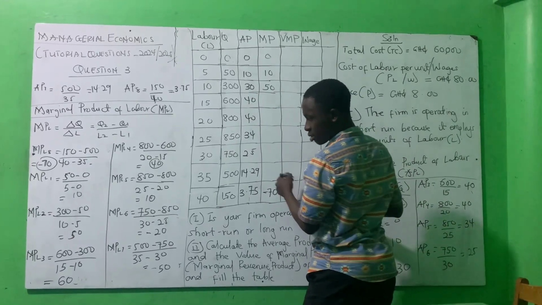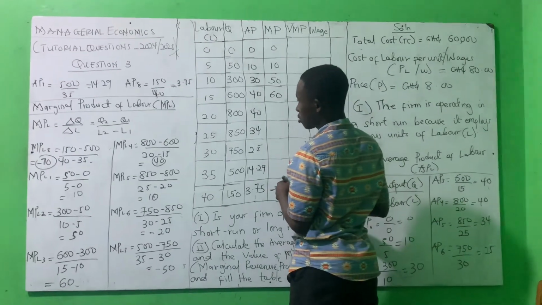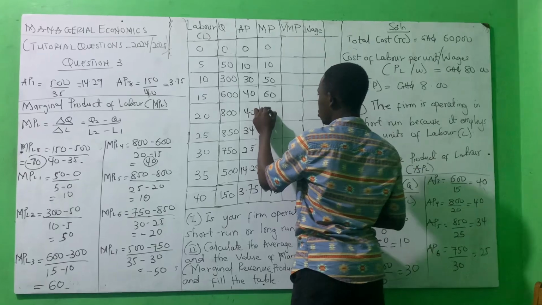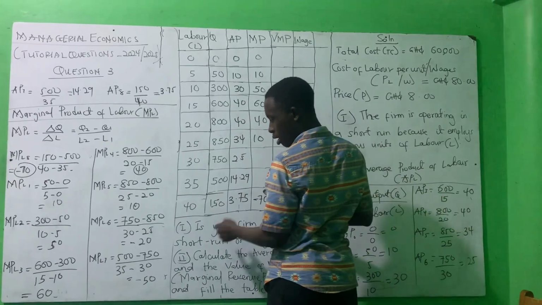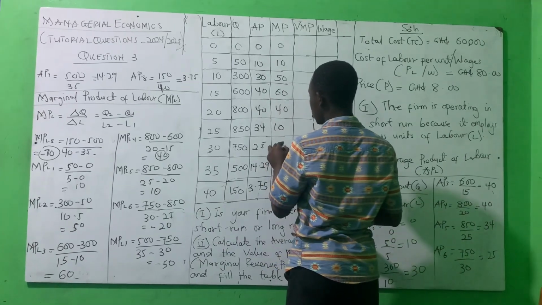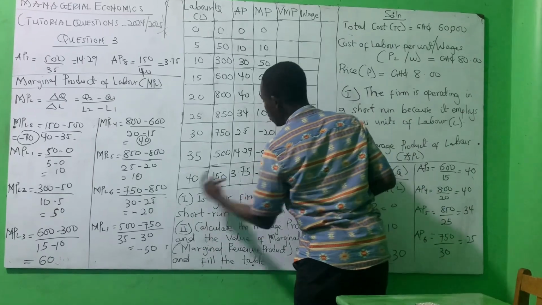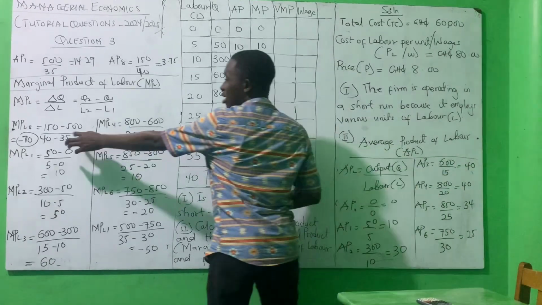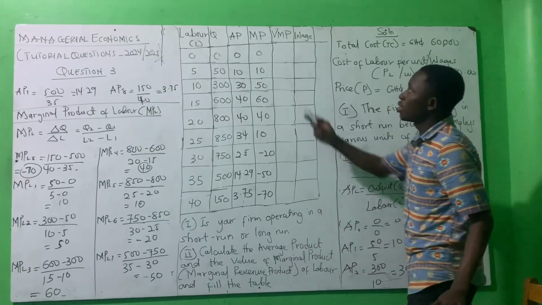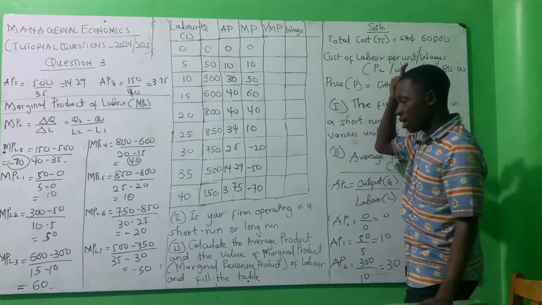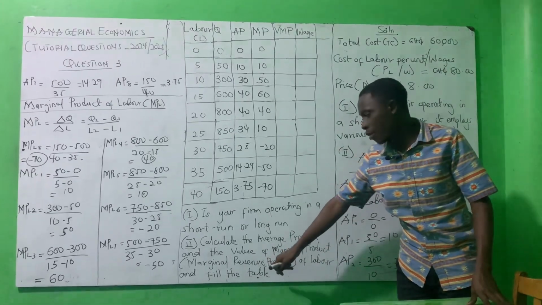The next one is 60. The next one is 40. The next one is 10. The next one is minus 20. The last but one is minus 50, because the last one we've already done at the top there. So we have the MP column done. We move to the next one, which is value of marginal product. And in the question, they are saying that the value of marginal product is the marginal revenue product.